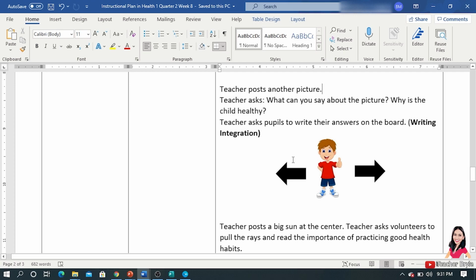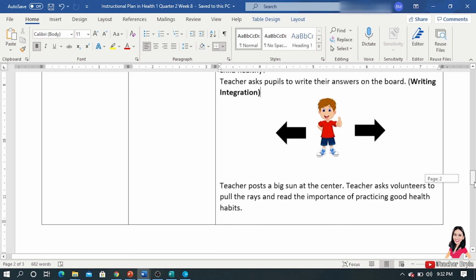Writing integration. So here we already have a check for the first indicator and another check for the second indicator. So this one, writing integration, is our first indicator.